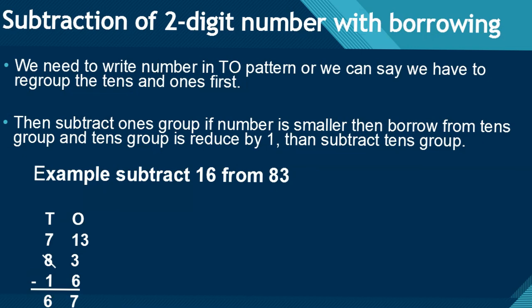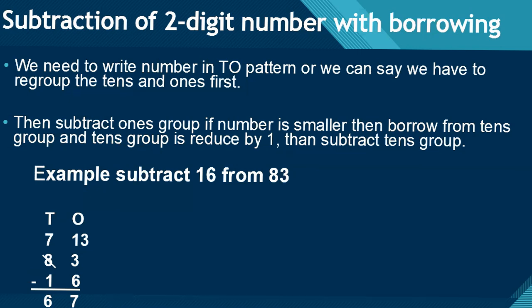Now you have to subtract 6 from the new number 13 that you got after borrowing. Now you have to draw 13 lines, then cut the 6 lines, and then you get 7. Now you have to subtract 1 from the 7, because you had given the borrow. The subtraction rule is that you subtract 1 from the number just before. So 7 minus 1 is 6. Here you got the answer 67. Okay.